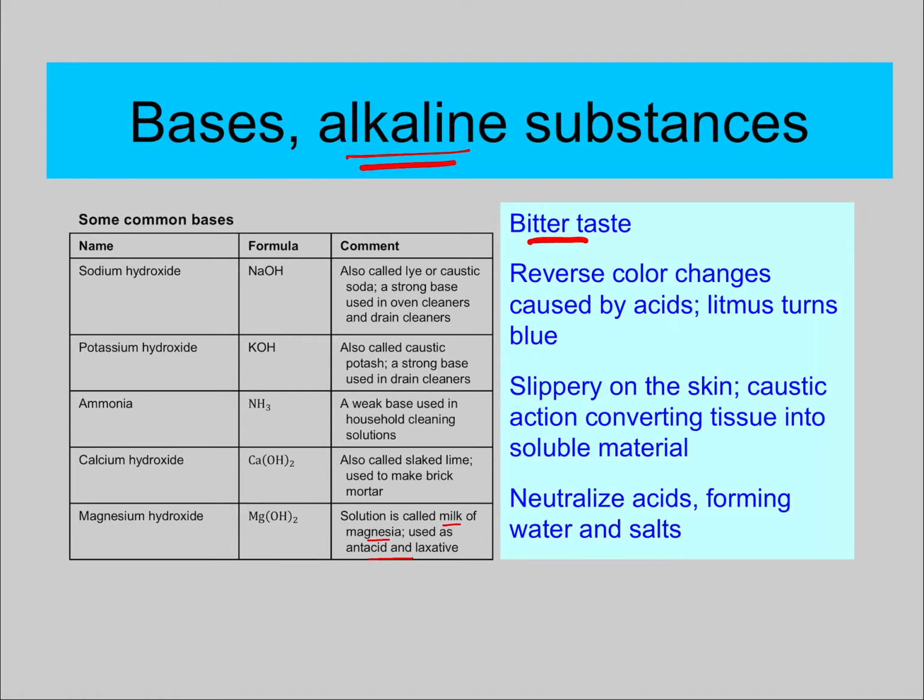Now, if acids turn something red, bases are going to turn it the opposite. So bases will turn orange litmus paper blue, red litmus paper blue, but if you're using blue litmus paper, it's going to stay blue.